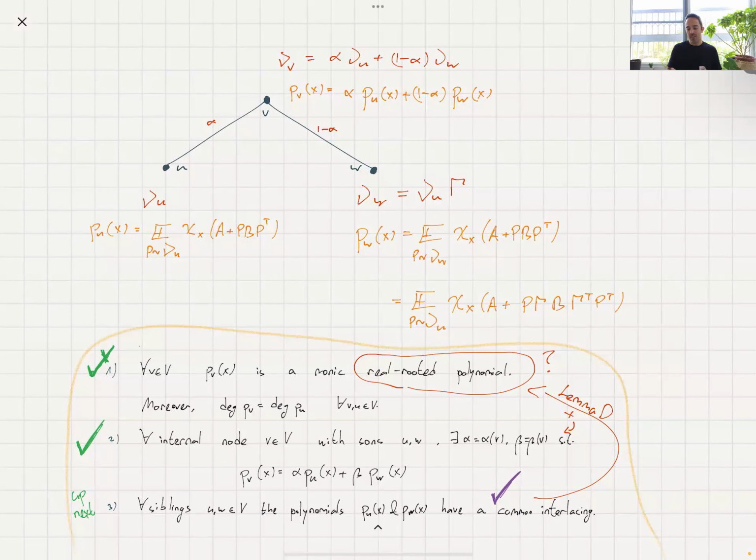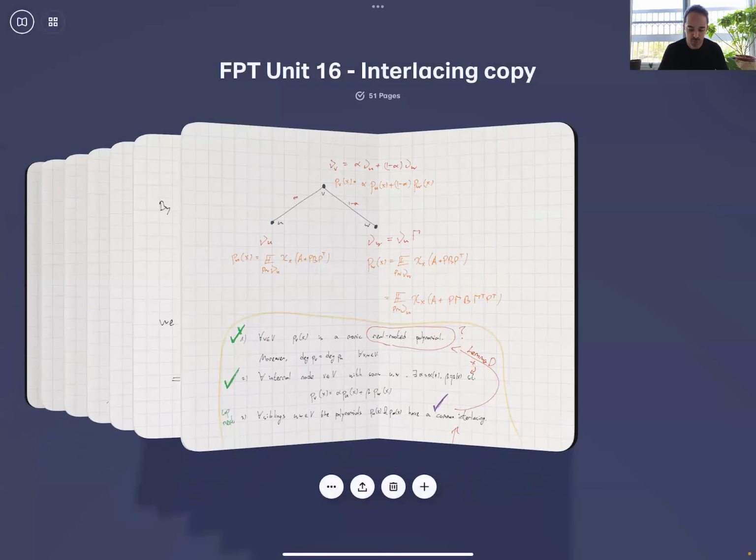Because if they have a common interlacing, this means that their parent, the polynomial of their parent, which is a convex combination of them, is real-rooted, and that bubbles up from the leaves all the way to the root, which finally establishes the proof of theorem 2, theorem 1, and everything.